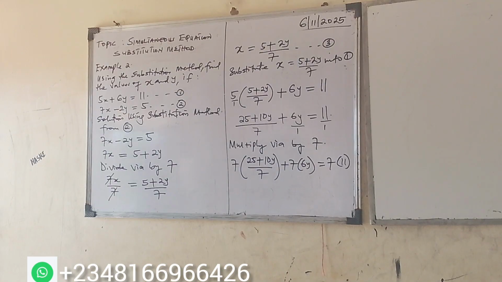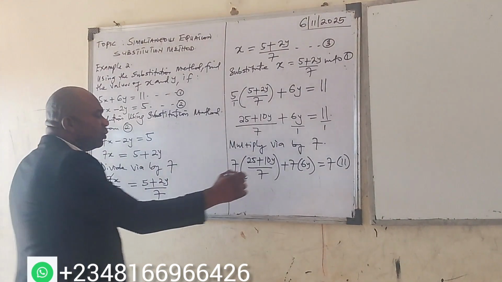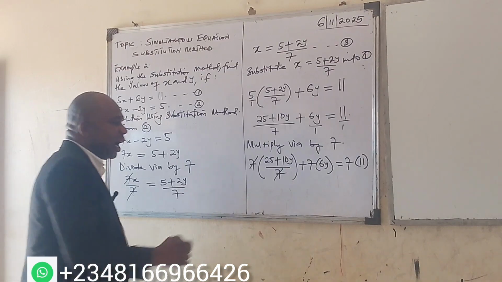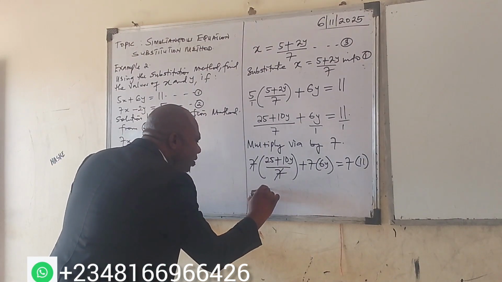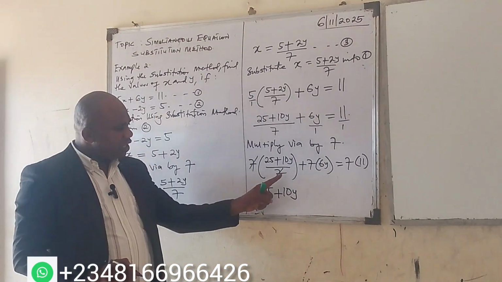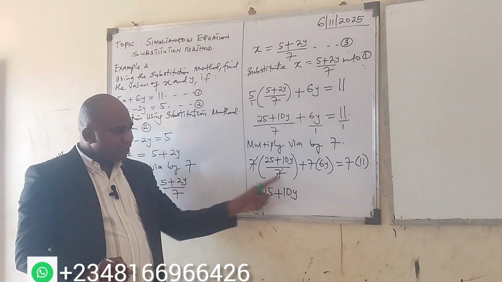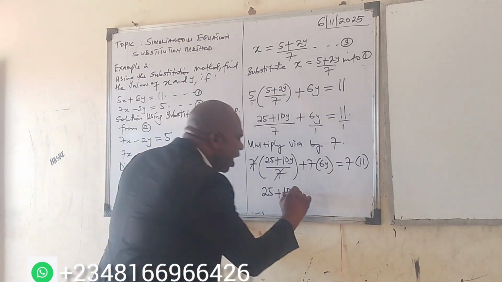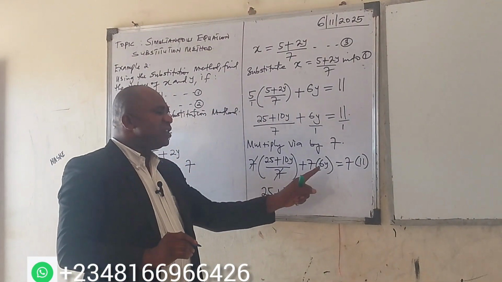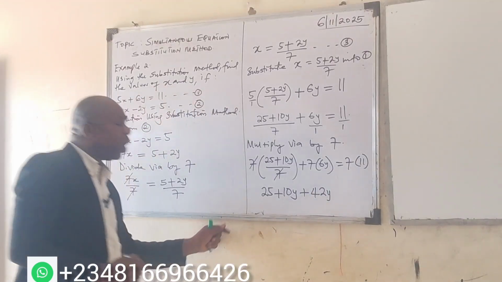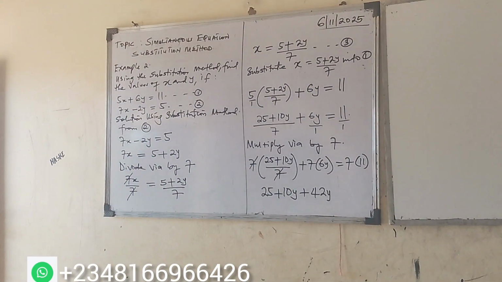Any question? No, sir. So now this 7 will go with this 7. Is that clear? Yes, sir. Now we are left with 25 plus 10y. This actually cancels this, and we are left with 25 plus 10y. Then here we have plus 7 times 6y, which is 42y.